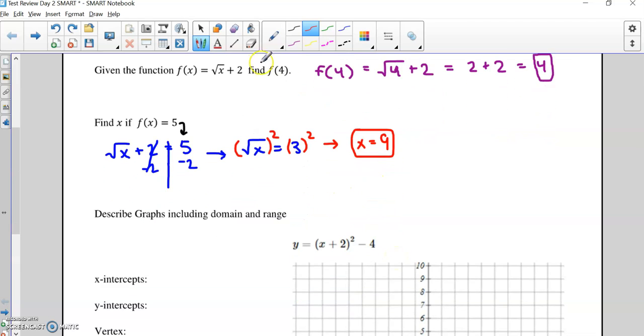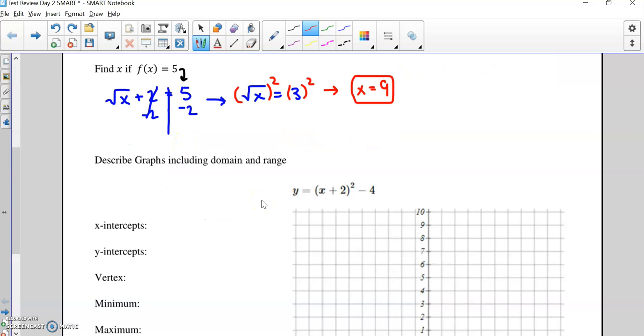So just remember, f of a number is to plug it in, and then solve for x when f of x equals something is to set your equation equal. I think most people are starting to get the hang of that.